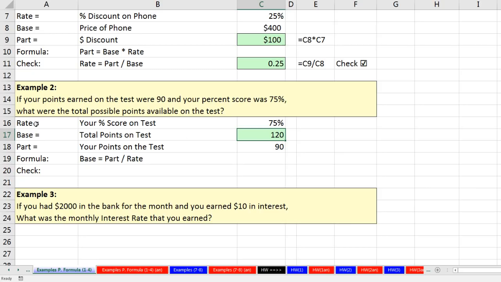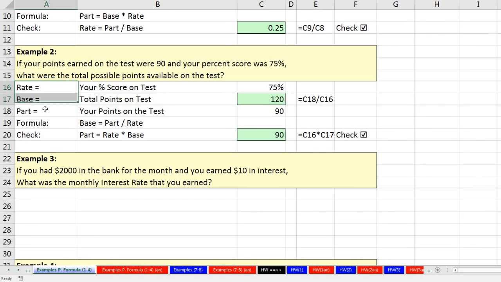We can either choose the formula for rate or for part. To check for our base, I'm going to choose part. Part equals rate times base. Whoops, I got an 8 there. I'm going to cheat. Right-click Mini Toolbar. There's my painter, and boom. Equals. There's the rate times the total points. So 75% times 120 better equal 90. And it does. We get a check.